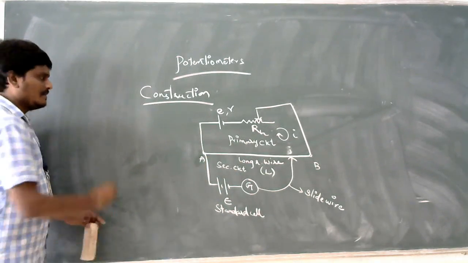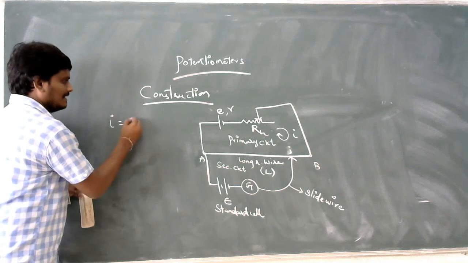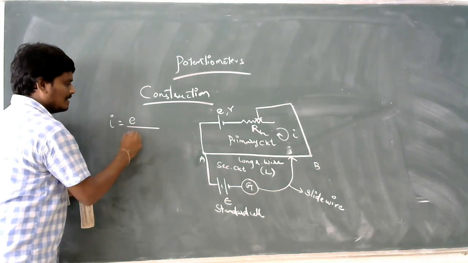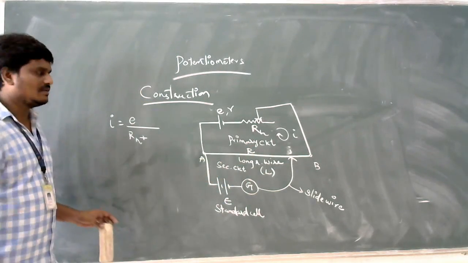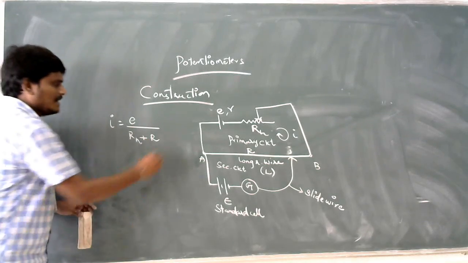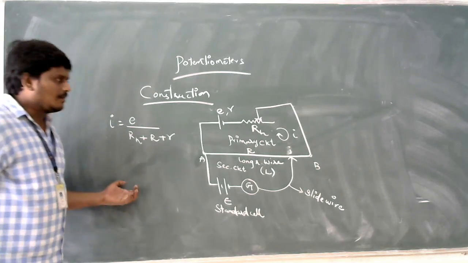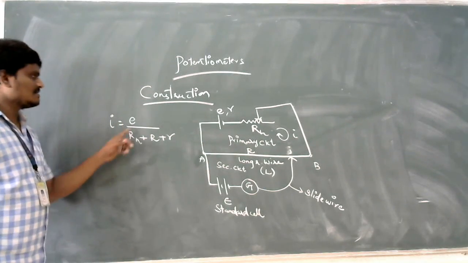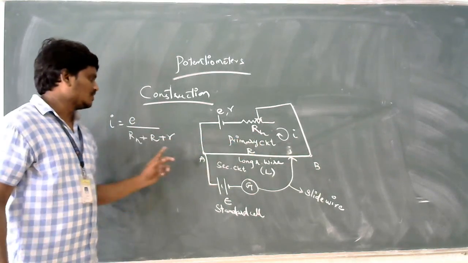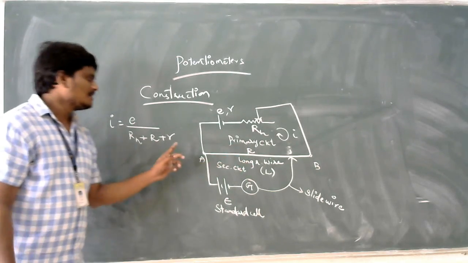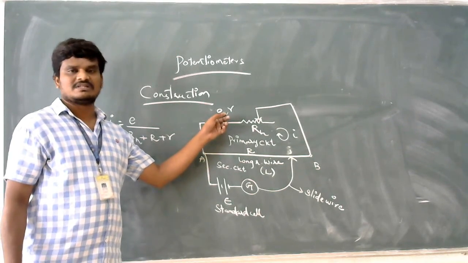In case of a primary circuit, the current is represented as I equal to E by (RH plus R plus r). R is the resistance offered by this length of the wire, plus the internal resistance of a battery. The current obtained in the primary circuit is E by RH plus R plus r, that is nothing but RH, the resistance offered by the rheostat, R, the resistance offered by the wire, and small r, the internal resistance of a battery, or the internal resistance of the source whose voltage I need to measure.